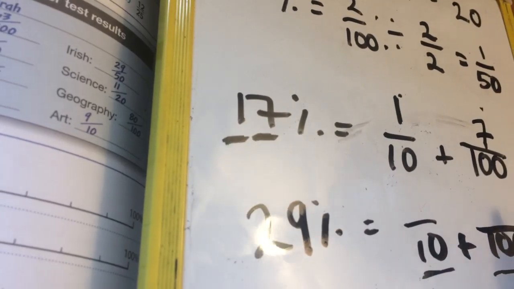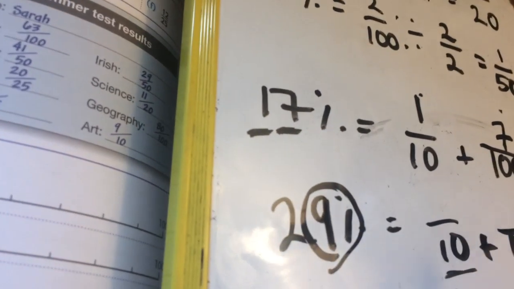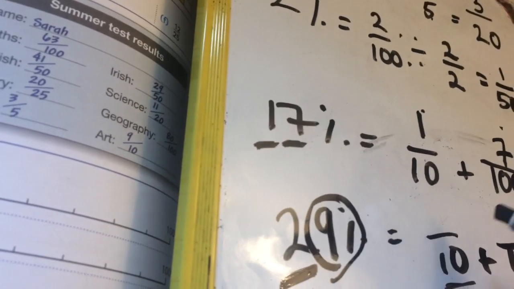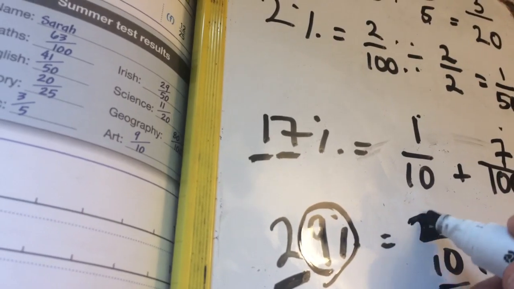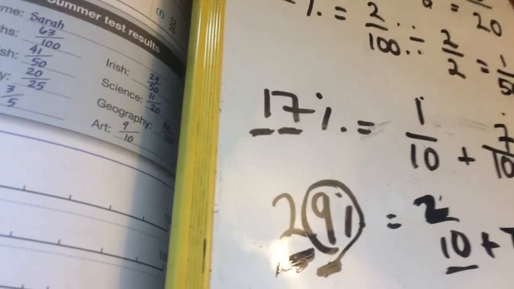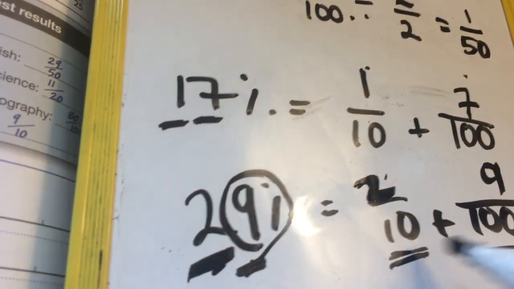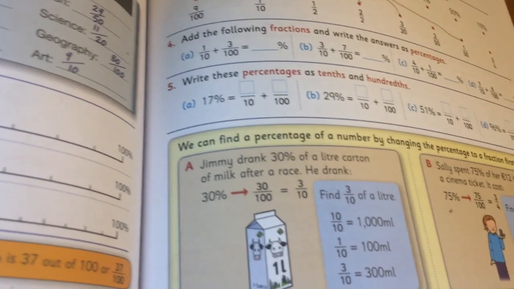How many hundredths have we? We have 9. And how many tenths have we? We have 2, sorry, 2. Okay, so think of our tens and units. That's the easiest way to think of it when you think of tenths and hundredths. All right, I'm going to let you at that one.